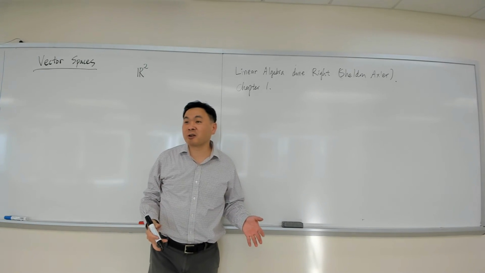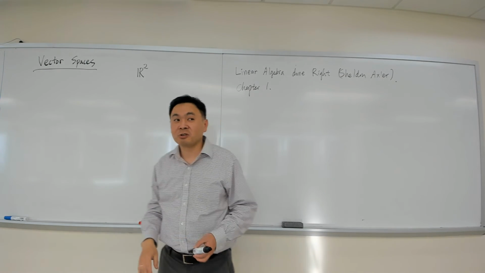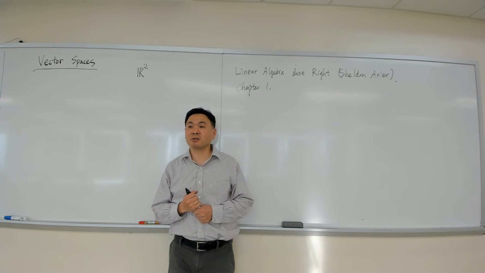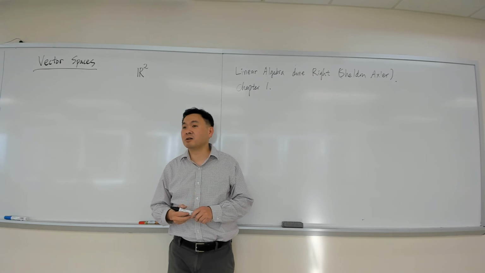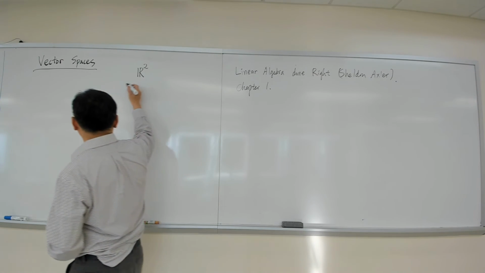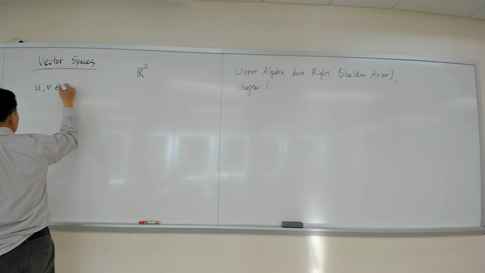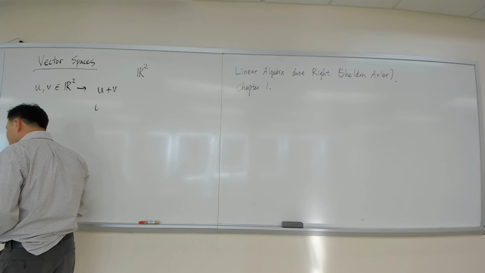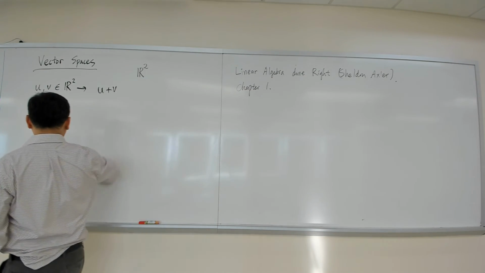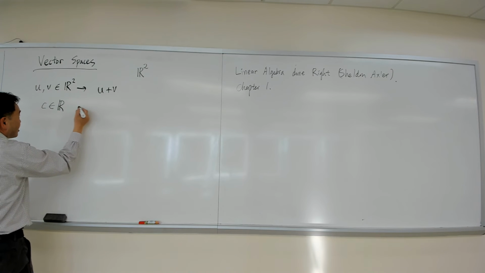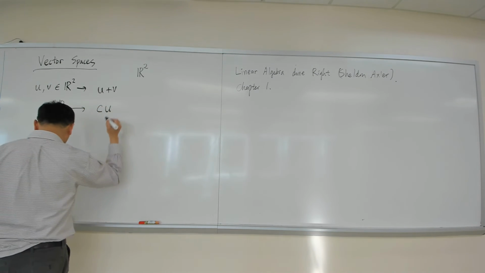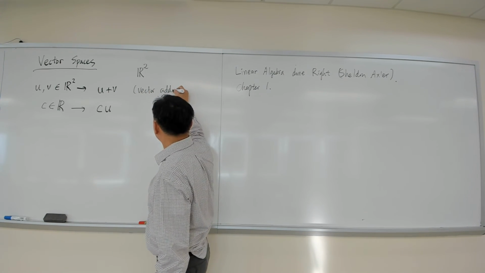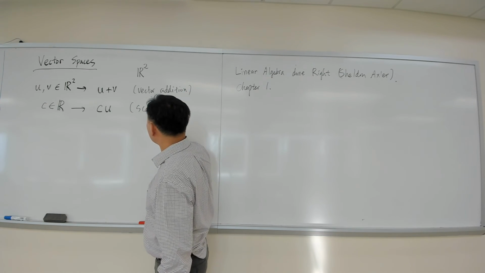We were working with R2 and R3 a lot, right? So when we think of R2 as a vector space, first, what kind of operations were we able to do on R2? Addition and multiplication. Yeah, we had two vectors in R2 and we were able to add, and we couldn't multiply u and v, but there was a constant, a scalar in R, that we could multiply to u. So this is vector addition, and this is scalar multiplication.